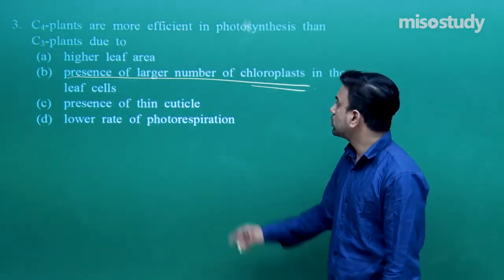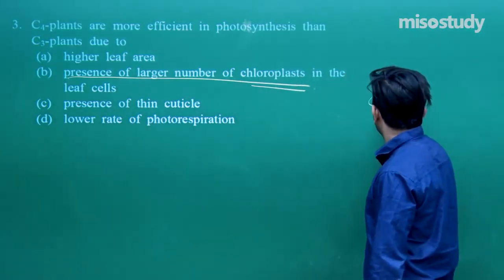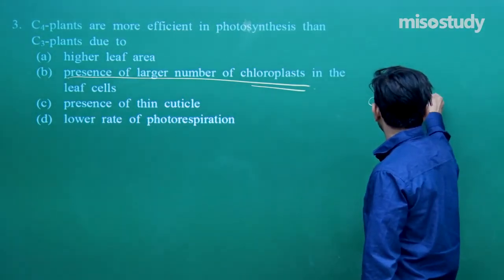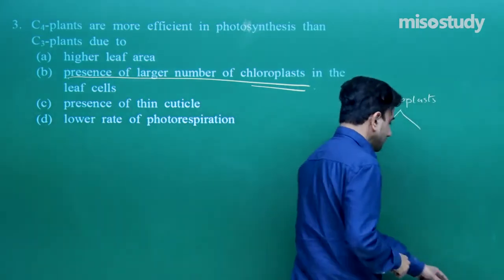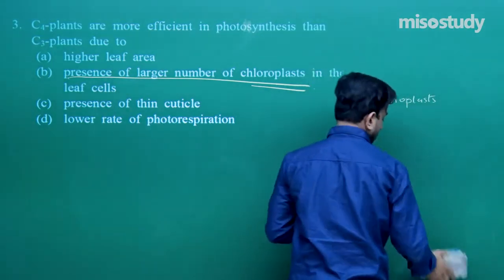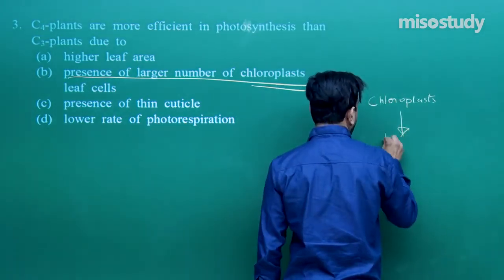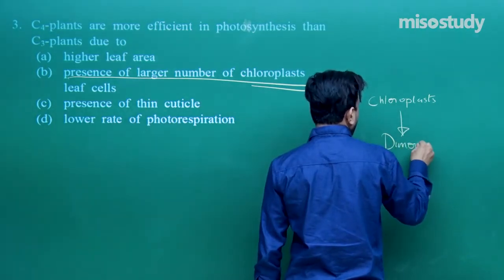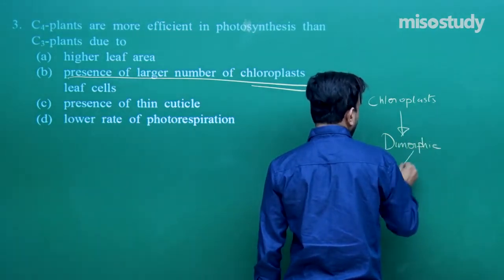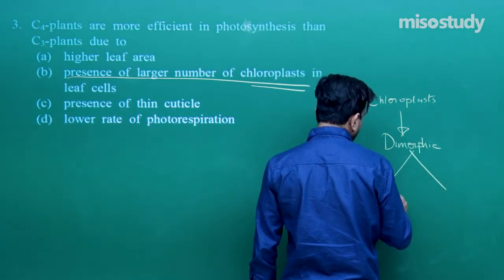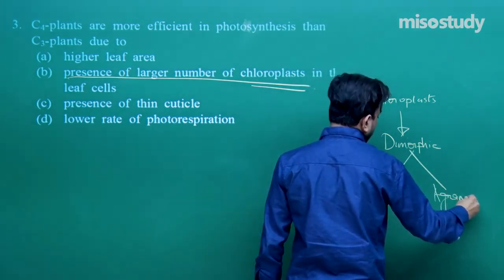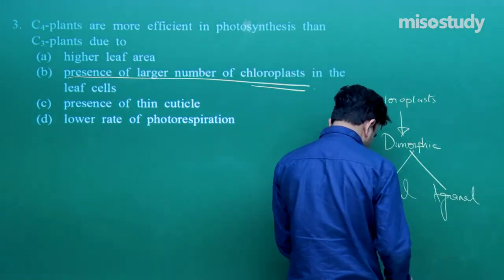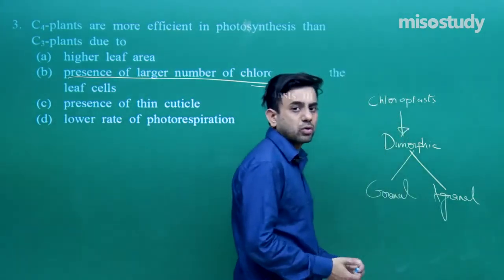And we see the chloroplast here in the C4 plants is basically dimorphic. Dimorphic. So, one is the granule chloroplast and the other one is the agranule chloroplast. One is the granule chloroplast.